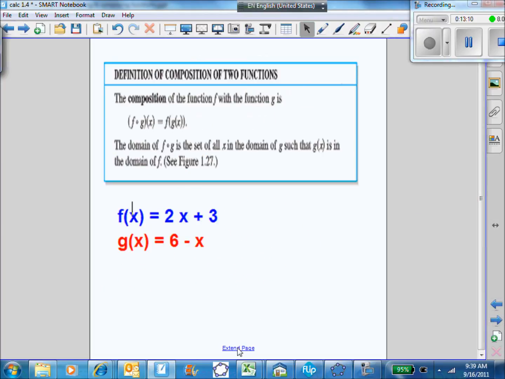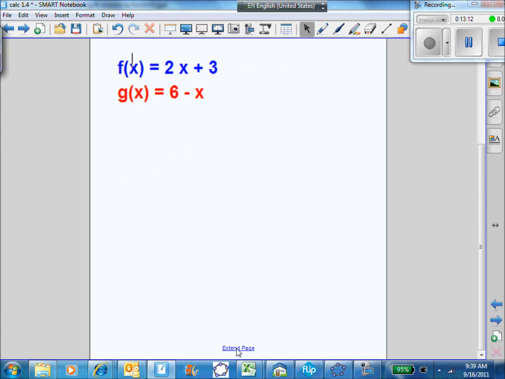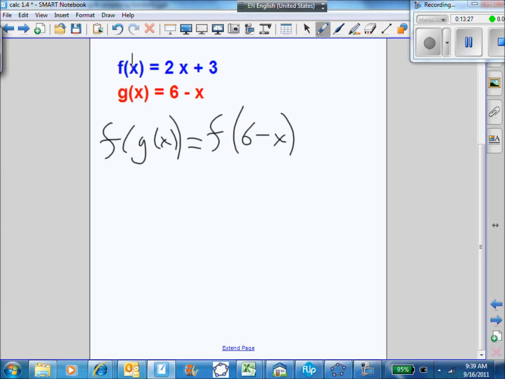Okay, now to wrap up, composition of functions. This is perhaps the doozer amongst doozers. How do you do f of g of x? I'm going to do the first one, and I'll get a volunteer for the next one. It's f of 6 minus x. We replace the g of x with 6 minus x.